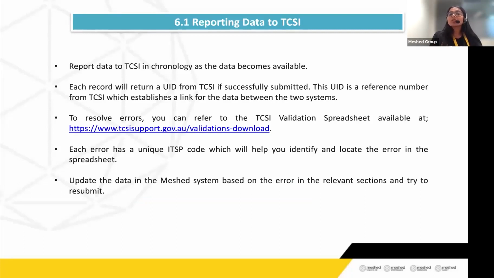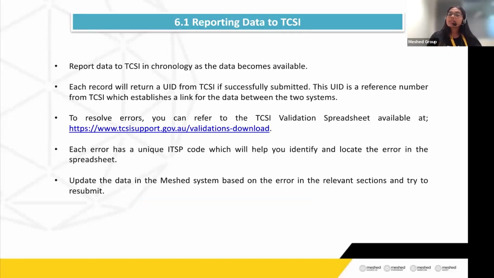First thing is that you report data to taxi in the sequence of the data packets, which is in a chronology. You report course of study first and then go to course. You cannot report course first without reporting course of study. So that sequence has to be kept in mind. Each record, if you report it to taxi and it is a success, you will receive a UID, which is a reference number from taxi.